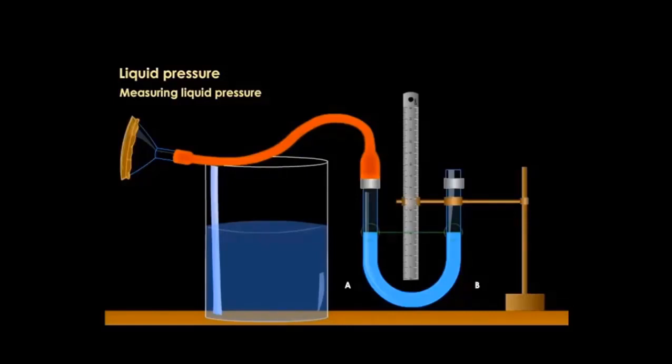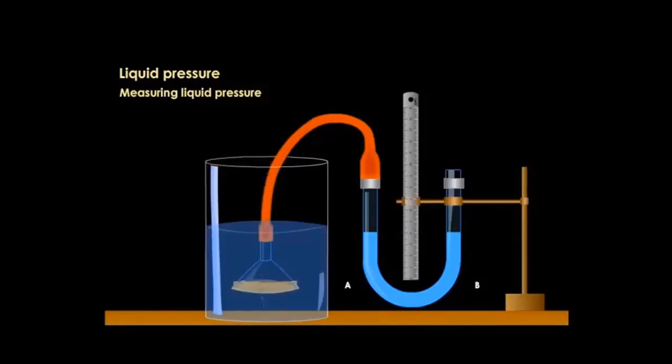Now, dip the thistle funnel in the bucket of water. The liquid pressure acts on the rubber skin. As the liquid pressure on it increases, the water level in A goes down and B goes up. The difference in the water level can be read on the scale. This is the measure of the pressure exerted on the rubber skin. Now you can use the formula rho g h to calculate what is the pressure exerted by the fluid over there.